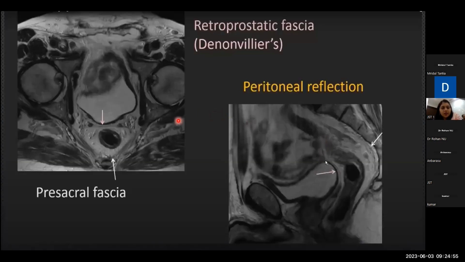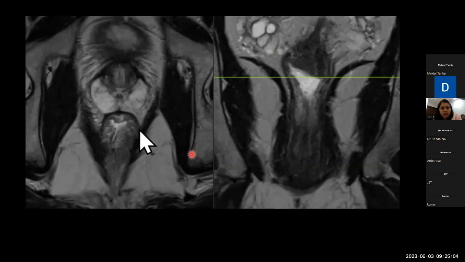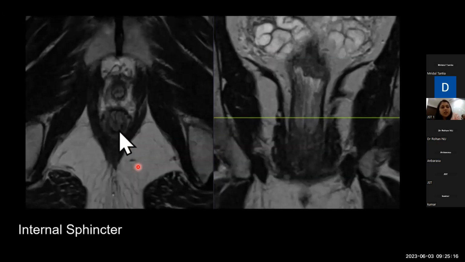Then we have the other fascias. This is the retroprostatic fascia, the Denonvilliers fascia, the presacral fascia, and the peritoneal reflection we have talked about earlier. So this section talks about the lower rectal tumor anatomy. In the lower rectal tumor, again, the important structures will be the anal canal, and how to differentiate the internal sphincter, the external sphincter, and the intersphincteric space. We'll talk about this in detail in the case when I show you the whole sections.